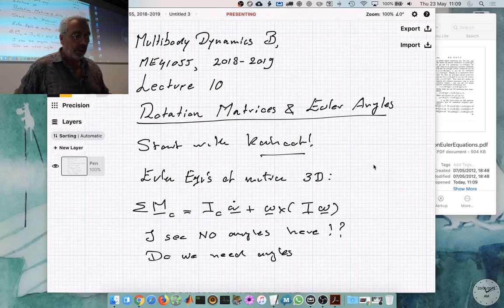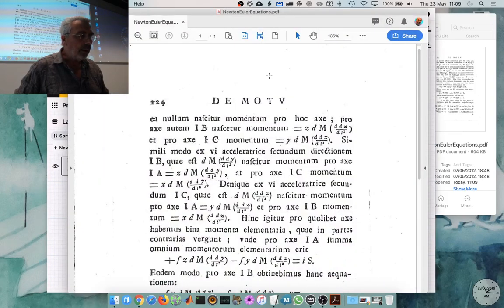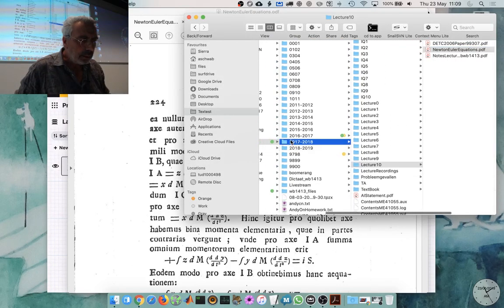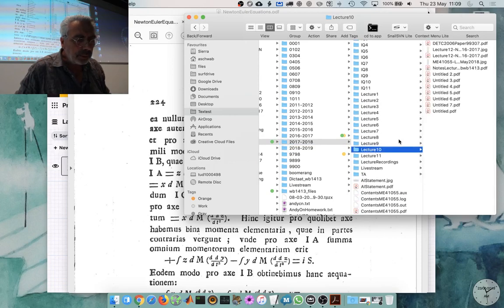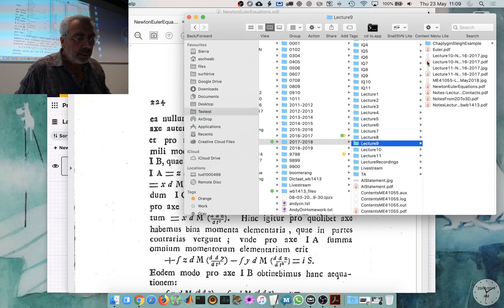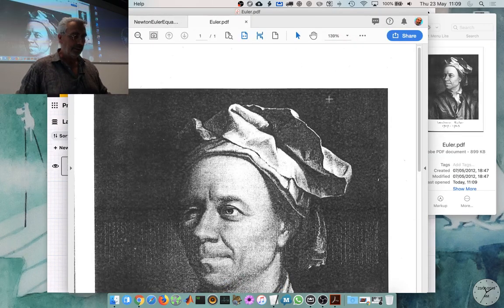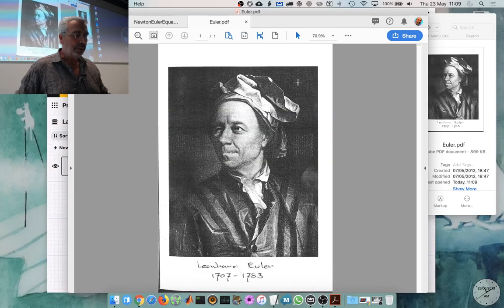Which we've seen. Now, somebody derived those equations of motion, and that guy was called Euler, right? Have you ever seen a picture of Euler? I have a picture of Euler somewhere. Where is my Euler? Yeah, this is Euler. Let's make it a little bit smaller.